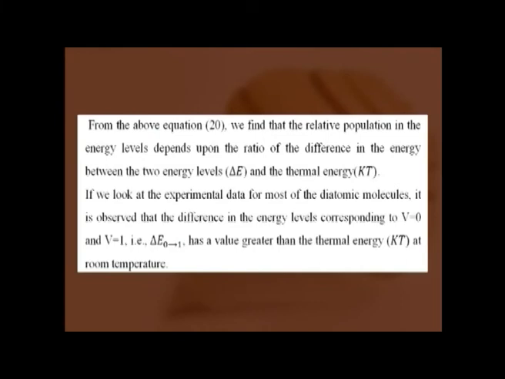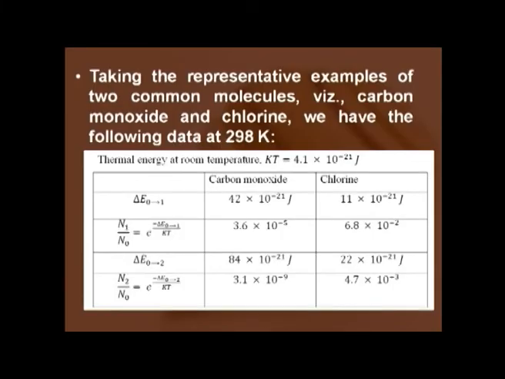If we look at the experimental data for most of the diatomic molecules, it is observed that the difference in the energy levels corresponding to V equals 0 and V equals 1, that is delta E from 0 to 1, has a value greater than the thermal energy kT at room temperature. Taking the representative examples of two common molecules, that is carbon monoxide and chlorine, we have the following data at 298 Kelvin. The thermal energy at room temperature, that is 298 Kelvin, that is kT, is equal to 4.1 into 10 to the power minus 21 joules.